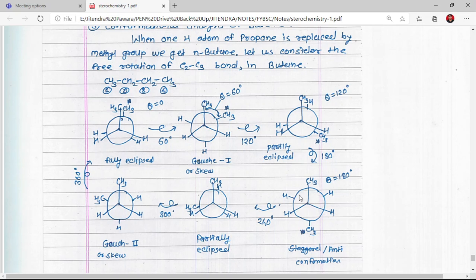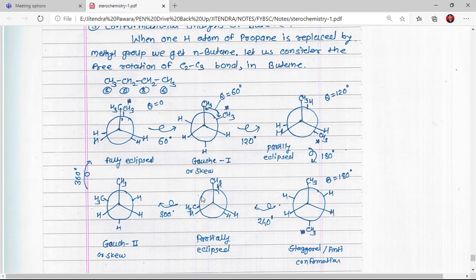The second most stable conformation is gauche. Gauche first and gauche second are the same, which is why they are named gauche 1 and gauche 2. Why is gauche second most stable? Because here the distance is 60 degrees, and the CH3 groups are far from each other, but it is less stable than staggered. The CH3 groups are only 60 degrees apart, so there may be some interaction, a small amount of steric hindrance. That's why it is the second most stable conformation.